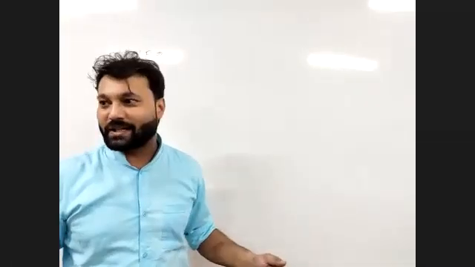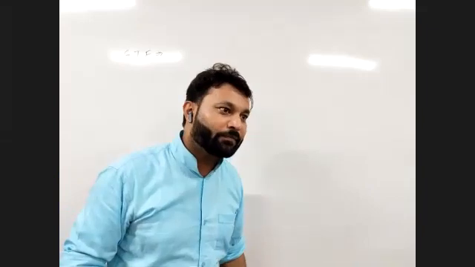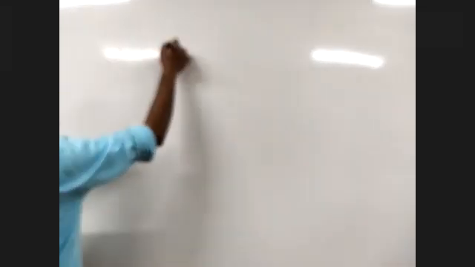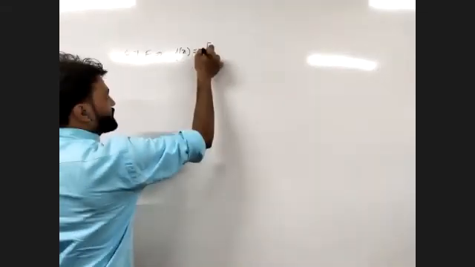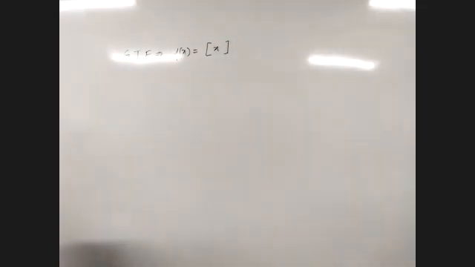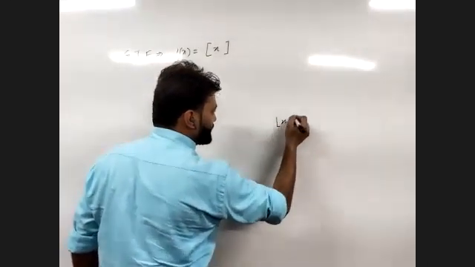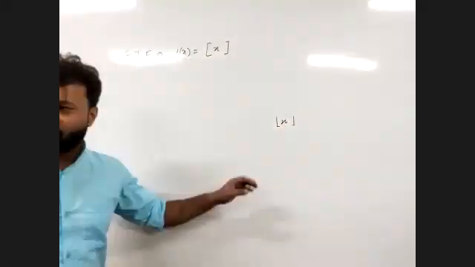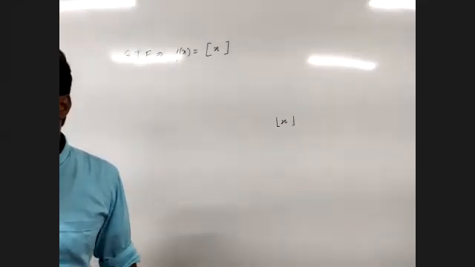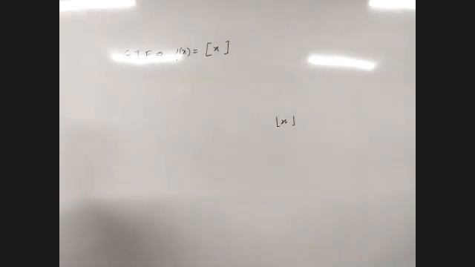GIF over here stands for greatest integer function. What do we call it? Greatest integer function. The symbol that we use for greatest integer function is x enclosed within square brackets. In some of the books, you will also find symbols like this. So this also represents the greatest integer function. The most common representation is this one.